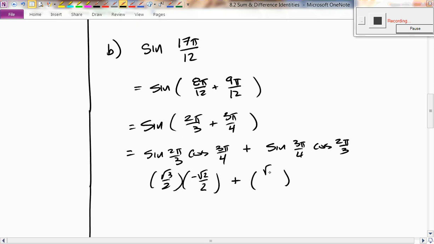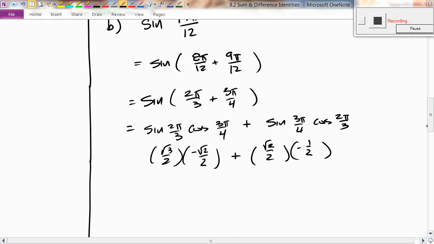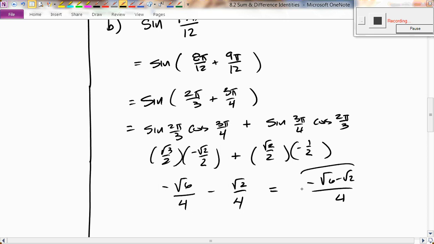Sine of 3 pi over 2, no, root 2 over 2, yeah, good. And what is the cosine of 2 pi over 3? Negative 1/2, okay. So this becomes negative root 6 over 4 minus root 2 over 4, which becomes negative root 6 minus root 2 over 4.